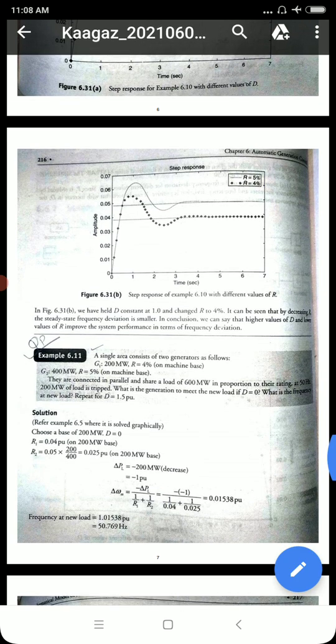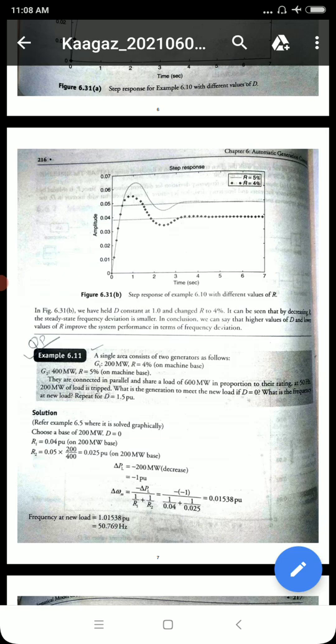Here a single area consists of two generators, with G1, that is generating capacity, 200 megawatt with regulation of 4% on machine base, and G2 is 400 megawatt with regulation R equal to 5% on the machine base. They are connected in parallel and share a load of 600 megawatt in proportion to their ratings. At 50 Hz, 200 megawatt of load is tripped.